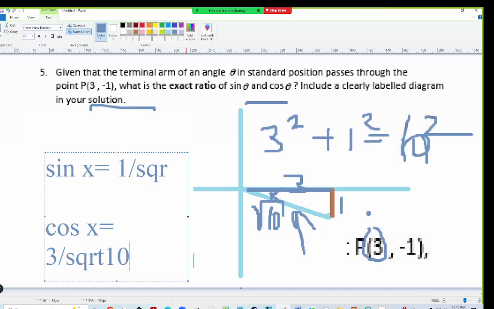Now, the only problem is what quadrant are we in? Quadrant 4. Who's positive and who's negative there?